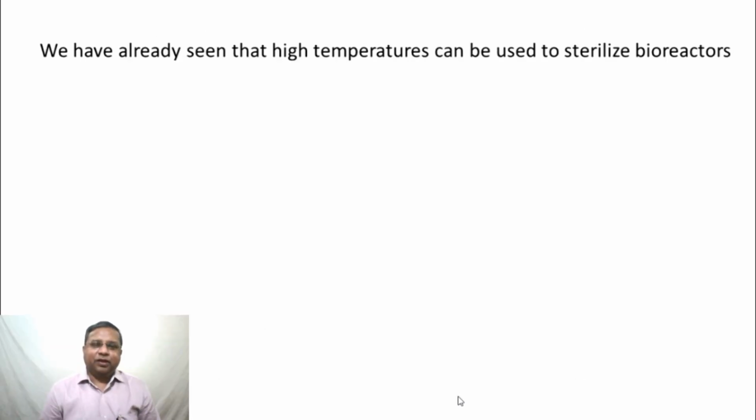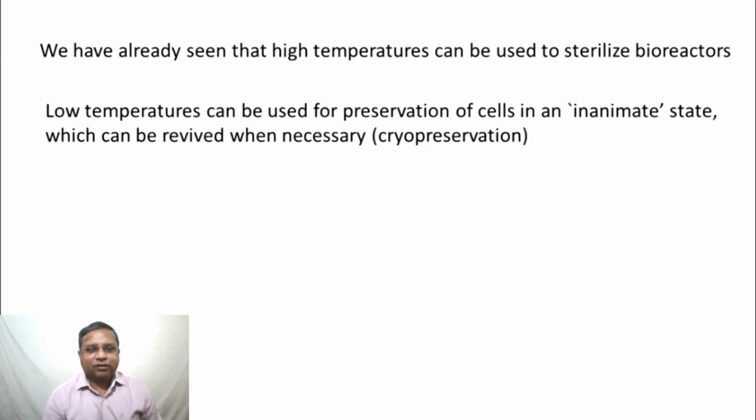Okay. We have already seen that high temperatures can be used to sterilize bioreactors. We did go through quite a bit of analysis on that. We did a problem on that to better understand how the temperature affects the cells in the context of killing all the cells. Low temperatures can be used for preservation of cells in an inanimate state, which can be revived when necessary.